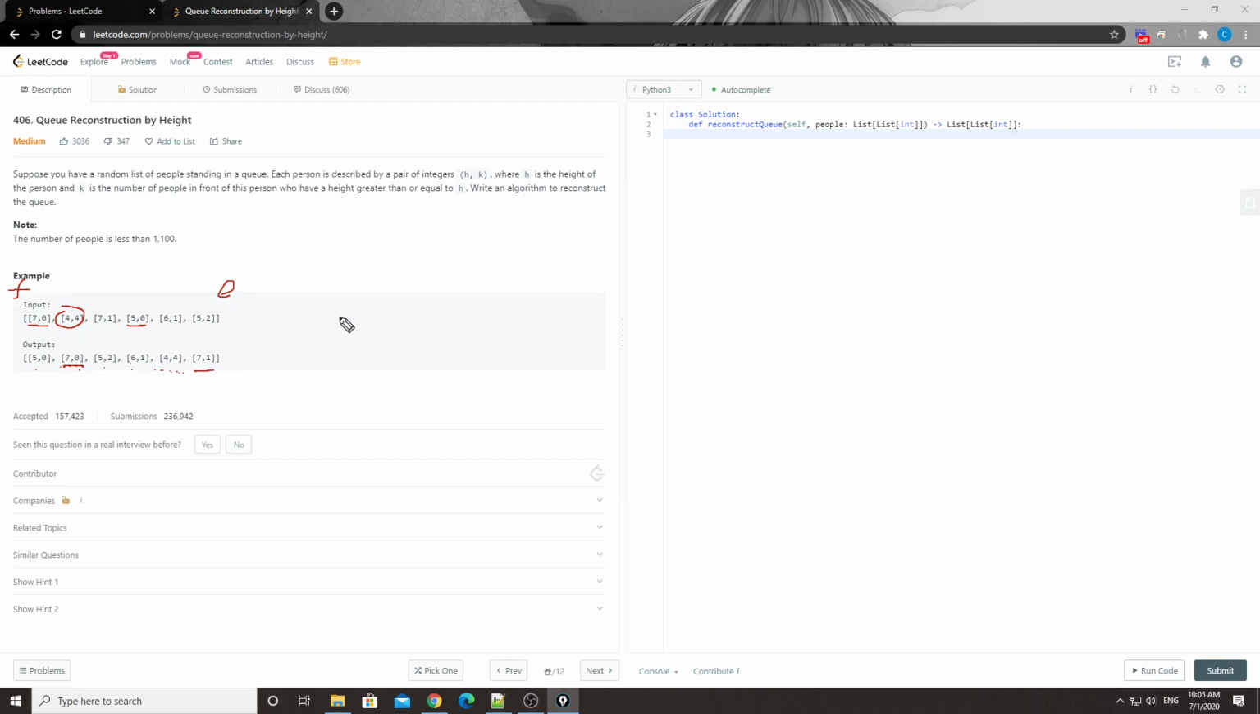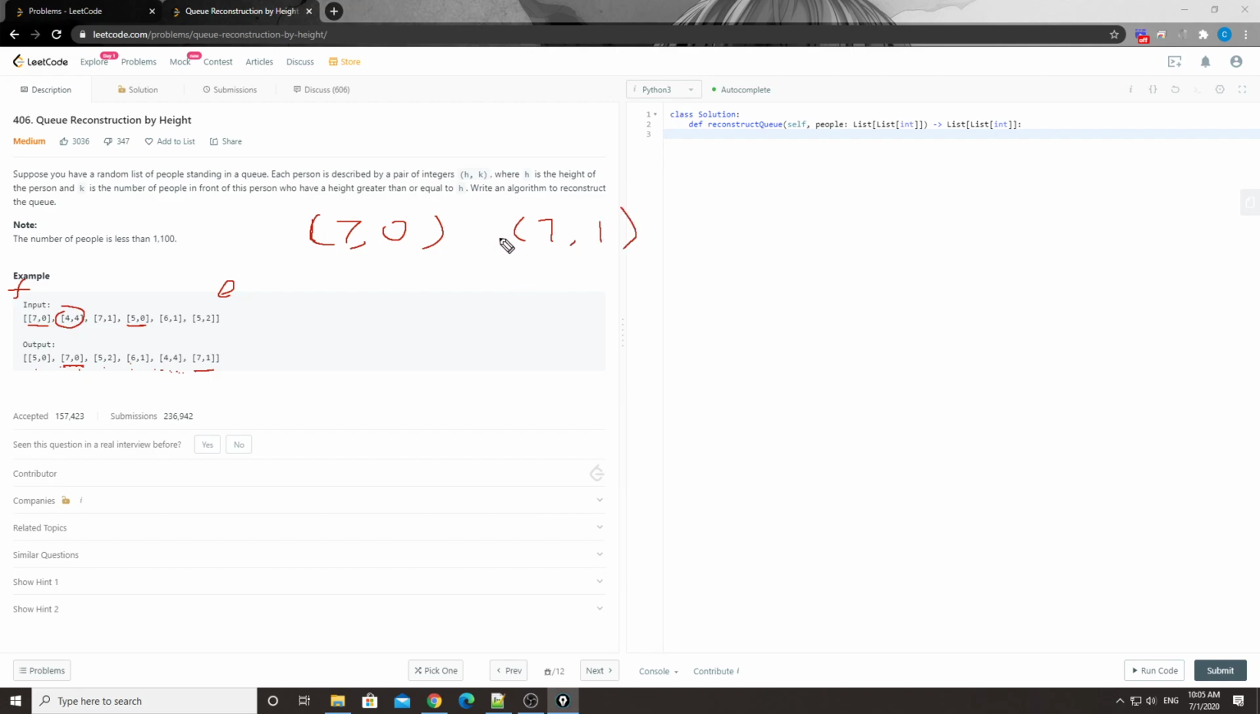So yeah, the implementation for this code is fairly easy, but the idea is not that easy. I'll try to explain. I will try to go through the problem one by one. Let's take a very simple example. Let's say there are only two elements in this array: 7 0 and 7 1.